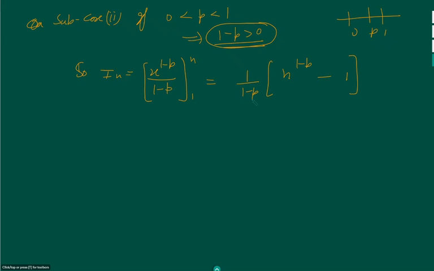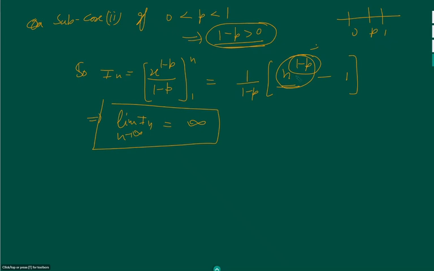So if you take the limit of I_n as n tends to infinity, since 1 minus p is positive, this limit would be infinity. n raised to the power of something positive will go to plus infinity as n tends to infinity. That means the sequence I_n is divergent, and that implies, by Cauchy integral test, that our series is also divergent for p less than 1.